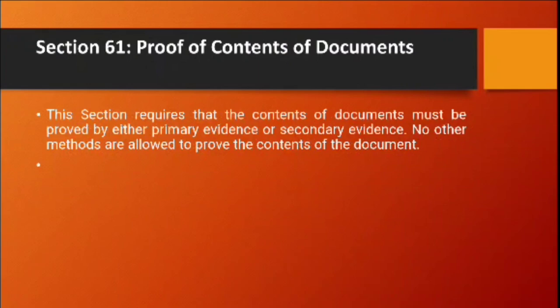Section 61. Proofs and contents of documents. Section 61 requires that the contents of document must be proved by either primary evidence or secondary evidence. No other methods are allowed to prove the contents of the documents.